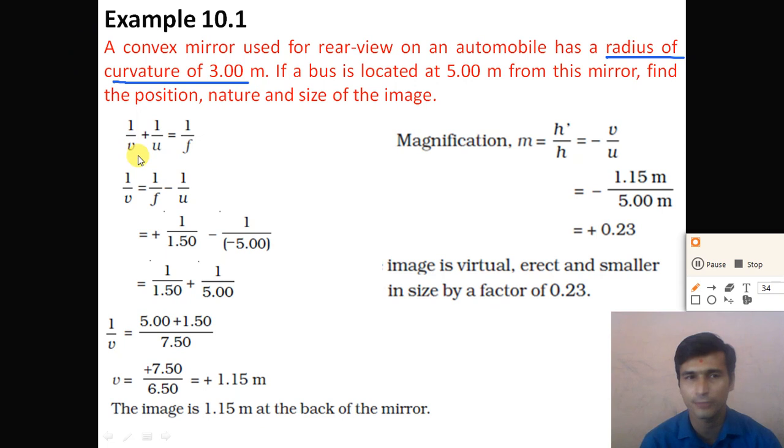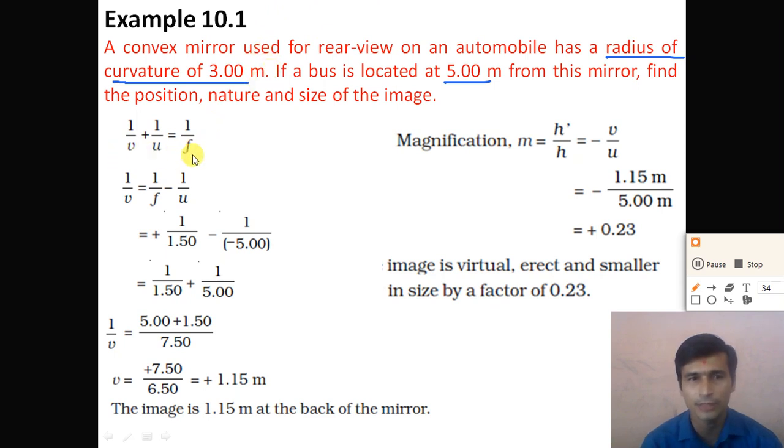Now, from the mirror formula. What is the mirror formula? The mirror formula is 1 by v plus 1 by u is equal to 1 by f, where v is the image distance we want to calculate. u is the object distance given to you, 5 meter, but we always take the object distance u as minus. So we place u is equal to minus 5, and the focal length of the convex mirror we obtained from the radius of curvature is plus 1.5 meter.